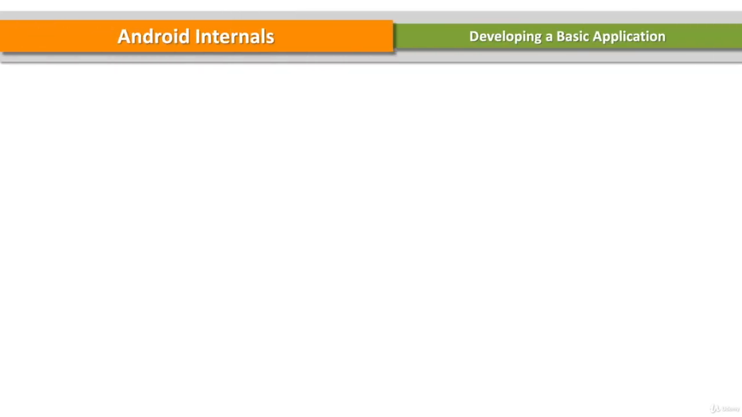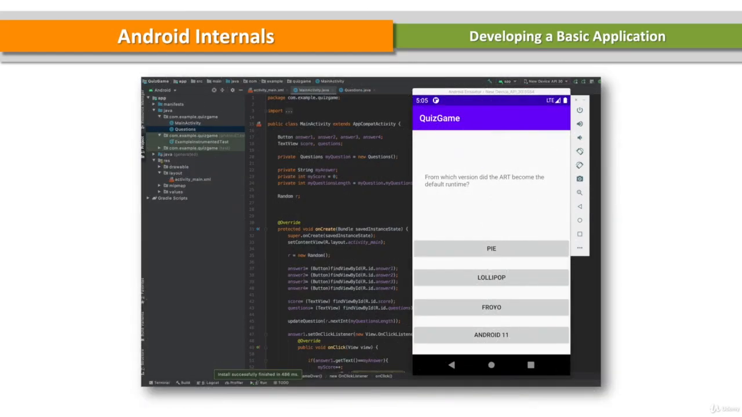Now, in the previous lecture, we created an Android virtual device to run and simulate an application. So you know what that means. We are now ready to develop a basic quiz game app. This will, of course, help you better understand the structure of a mobile app, but it will also teach you the different components of Android apps in general.